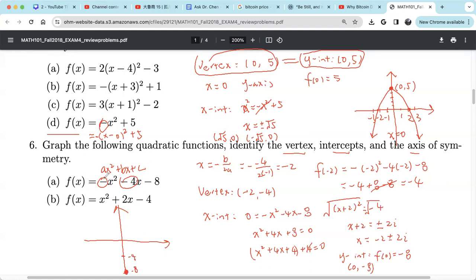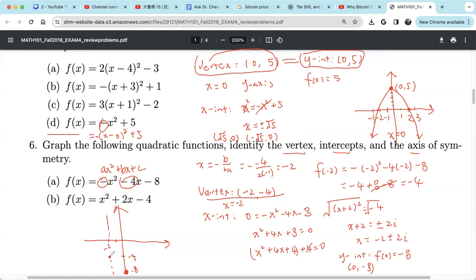Then we see we have a downward parabola. Let's graph our vertex. Our vertex is (-2, -4). So let's see, this is -1, this is -2, so (-2, -4). So this is -2 in here. Then this is our line of symmetry. So the line of symmetry is x equals -2.